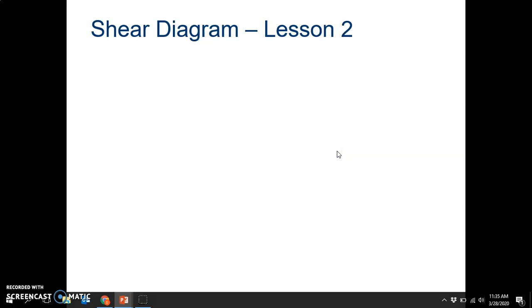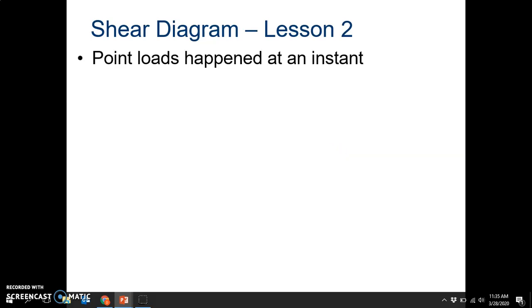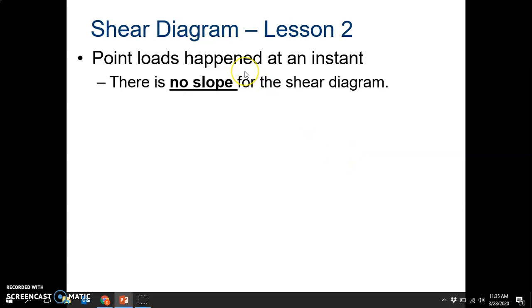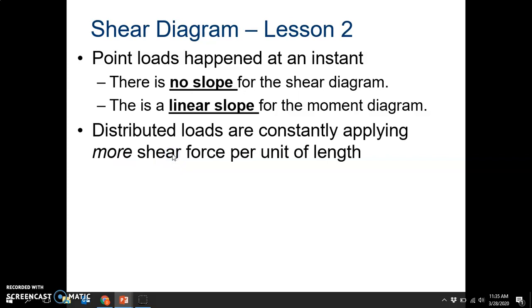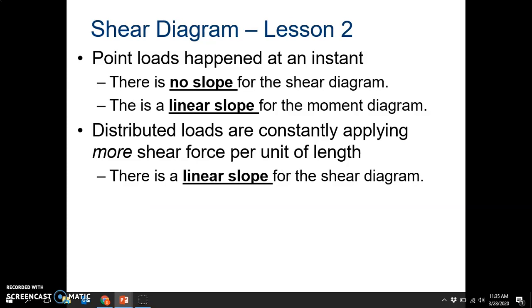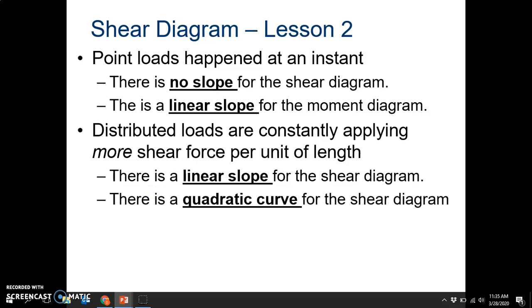So let's talk a little bit about the shear diagrams again. Point loads happened at an instant. Because it happened at an instant, there was no slope for the shear diagram, and there was a linear slope for the moment diagram. Distributed loads are constantly applying more shear force per unit of time. And because for every 1 foot you went along the beam, you were experiencing more shear force, we said that there was a linear slope for the shear diagram. So the moment diagram would actually have a quadratic curve.